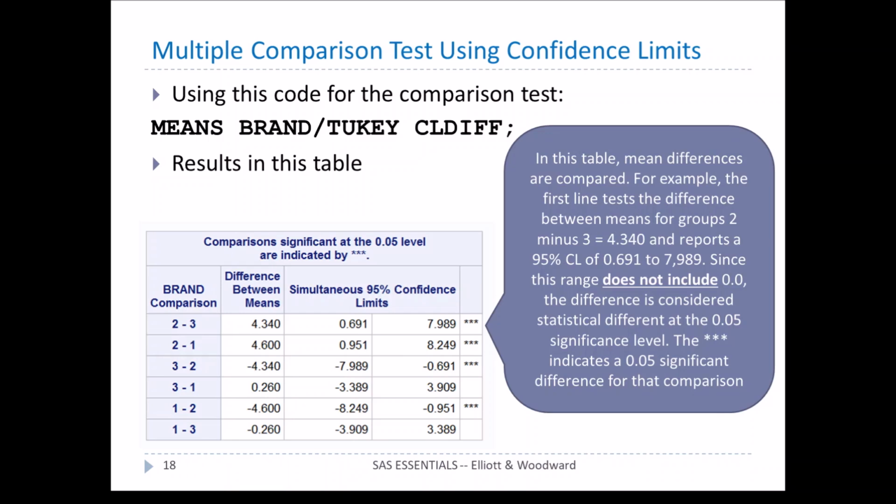indicates a significant difference. So we can see that 2 is different than 3, 2 is different than 1, 3 is different than 2, 1 is different than 2. Some of them are obviously just the opposite of one another. But 3 and 1 are not different, and 1 and 3 are not different. So we come to the same conclusion in just a different way, that brands 1 and 3 are not different, but everything is different from brand 2.